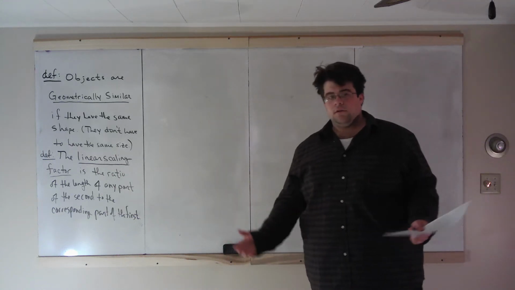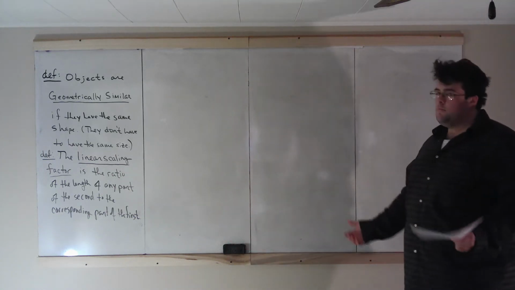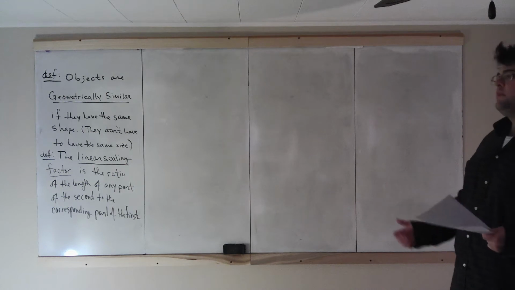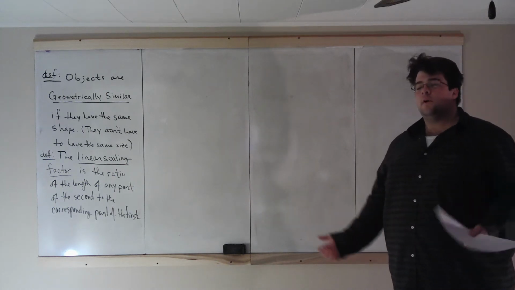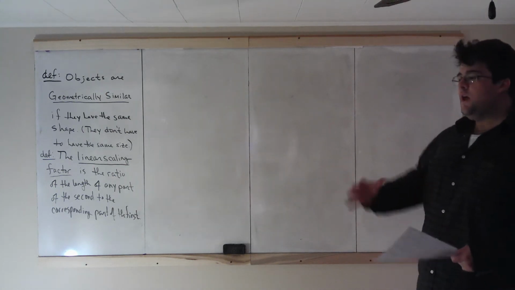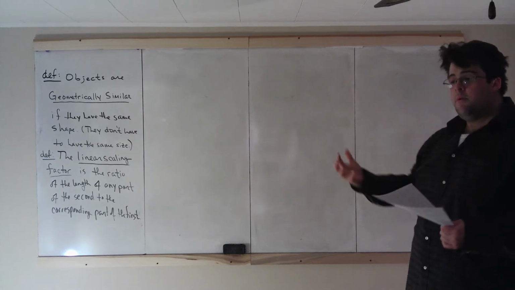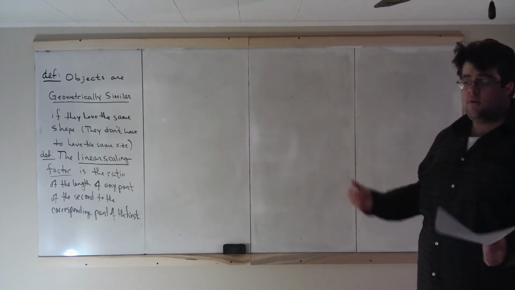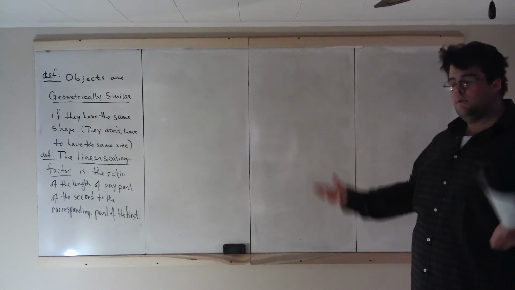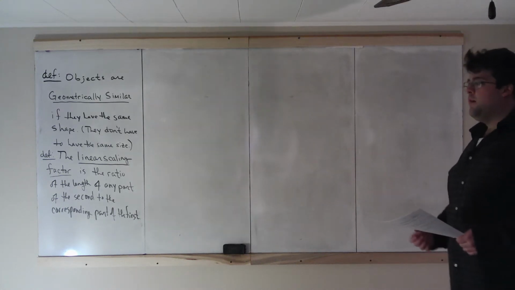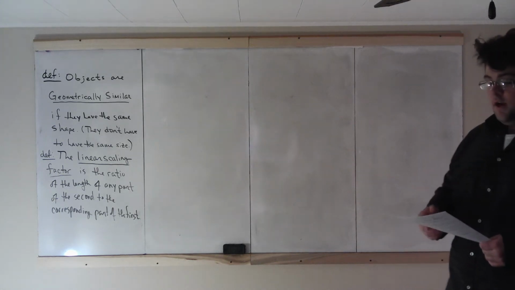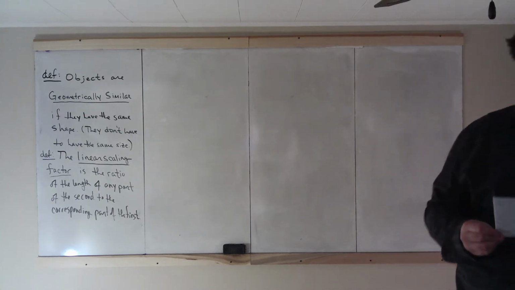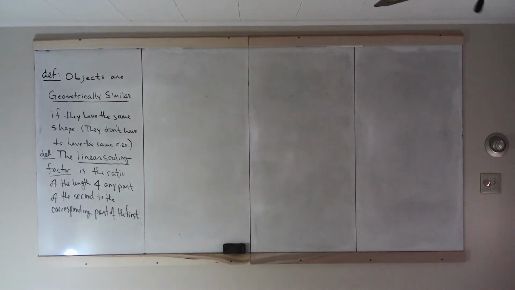Here we're going to discuss geometric similarity and what it means for objects to be geometrically similar. In particular, we'll see what happens to their volume, what happens to their surface area, and in 2 dimensions, what happens to their area as objects are scaled up. We'll start with the 2-dimensional case, and then we'll talk about the 3-dimensional case.